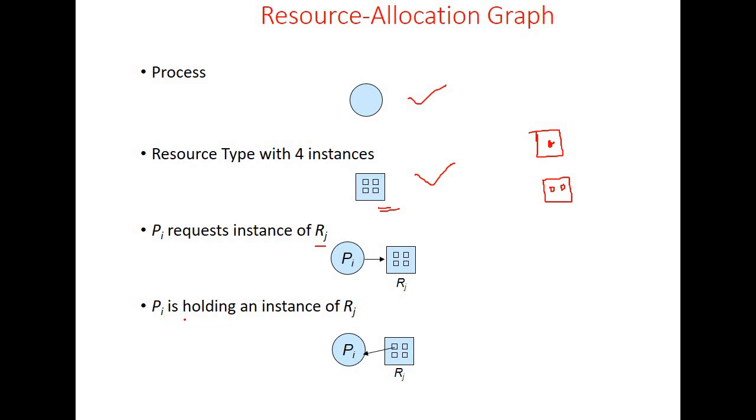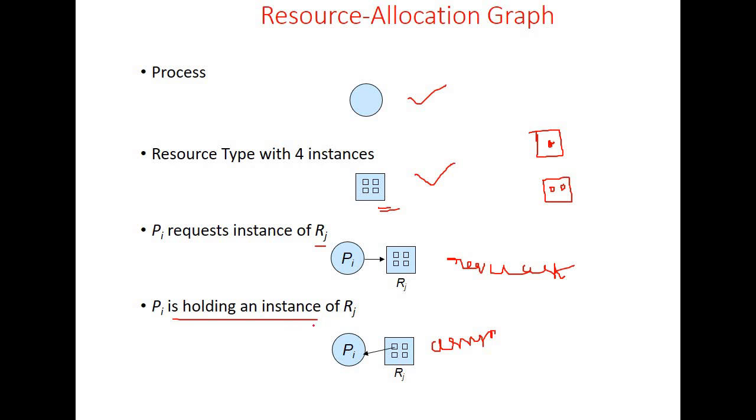Now Pi is holding an instance of Rj. One instance of Rj is assigned to Pi, so there is an assignment edge. This is a request edge. The first one is a request edge, the second one is an assignment edge. This is request, this is assignment.